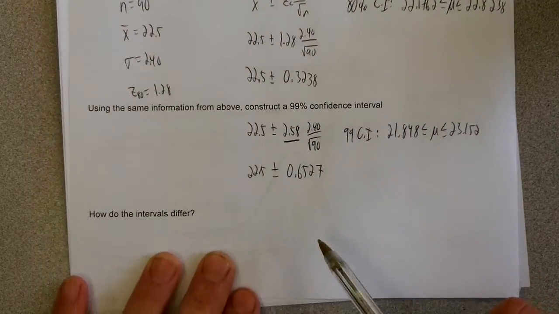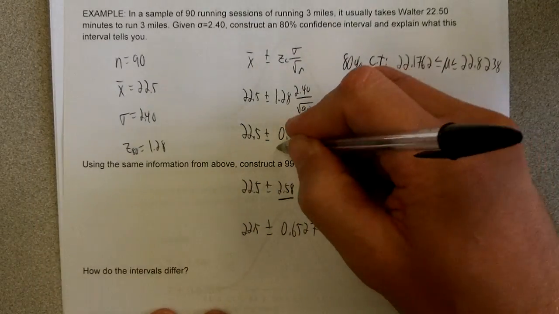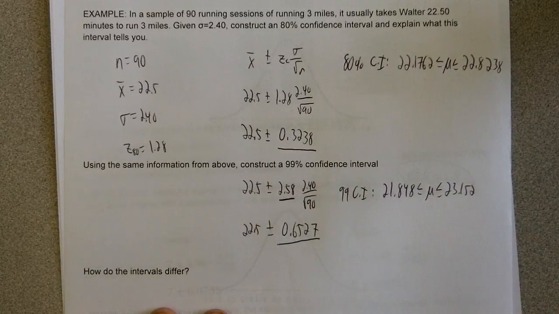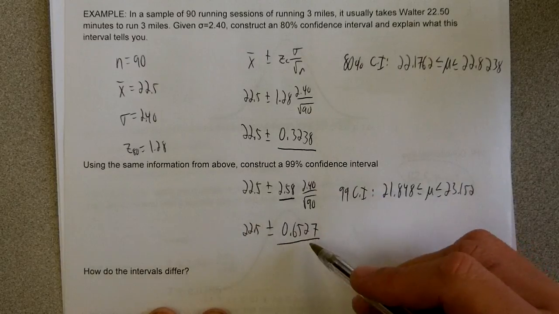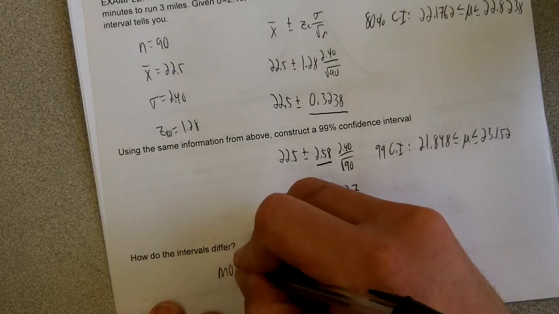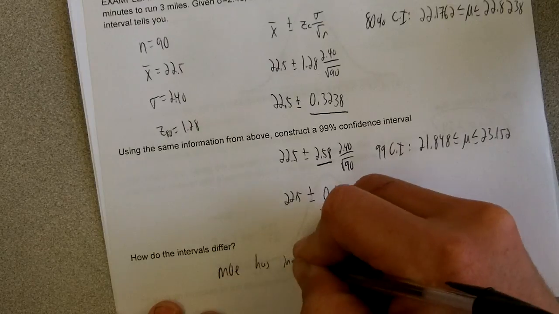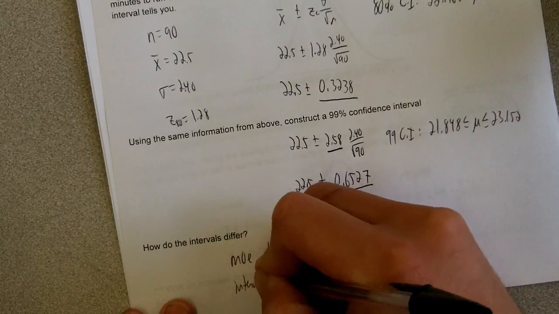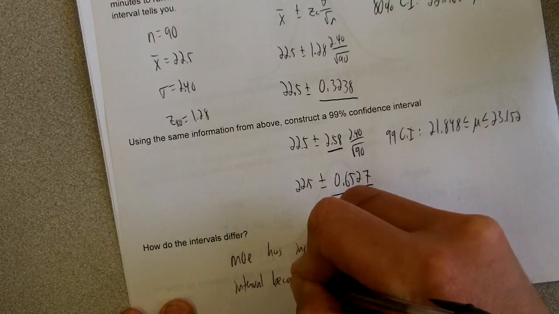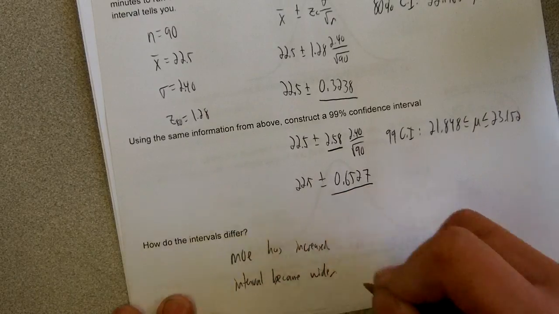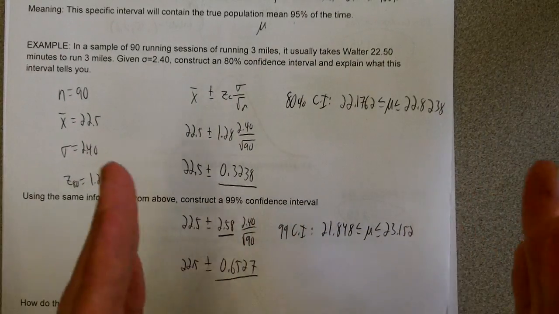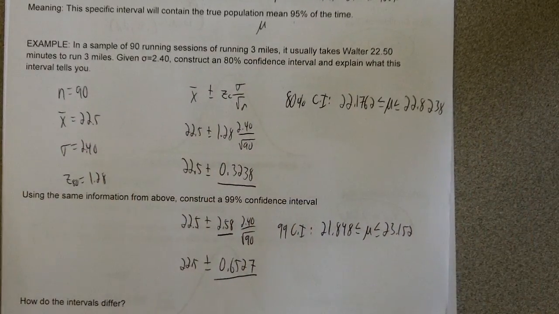So what's the difference? You can see here, in the 80% confidence interval, your margin of error is 0.3. In the 99% confidence interval, your margin of error is 0.65. So your margin of error has increased. We'll say the margin of error has increased. And we can say the interval became wider, right? So with the 99%, your interval is actually wider than in the 80% confidence interval.